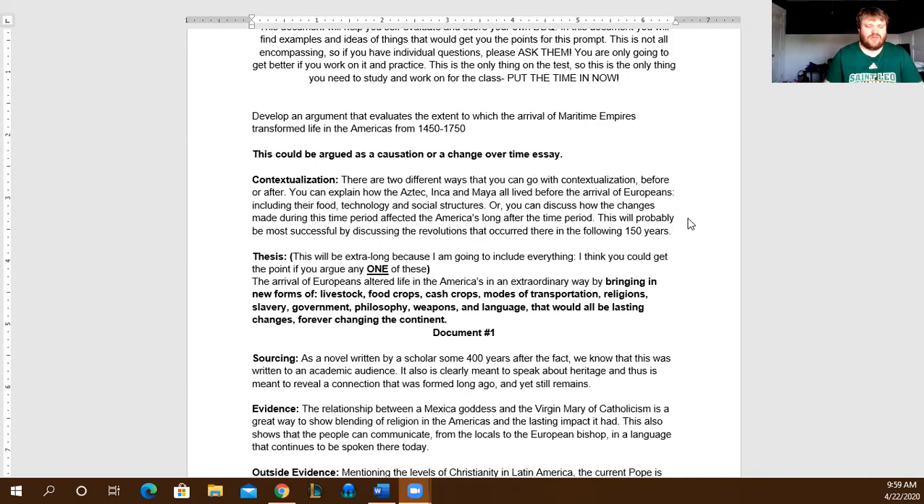When it comes to contextualization, you want to make sure that it's specific enough and provides enough information about how life changed, and especially the way in which it transformed things outside of this time period, right? So life pre them coming is an easy way to set it up, but also how these changes lasted over time can also work for the context point.